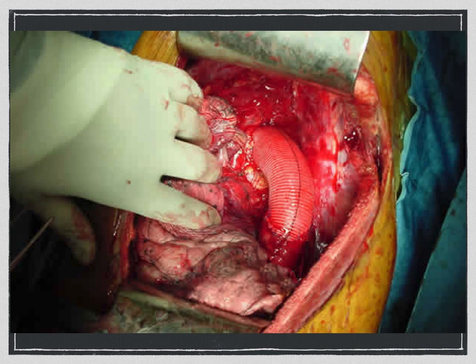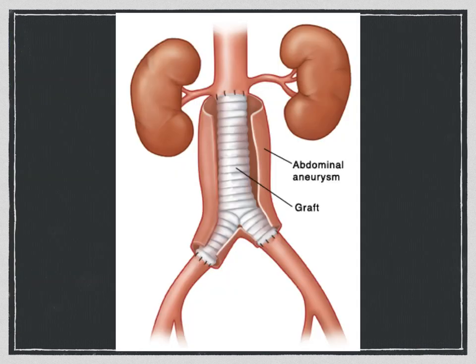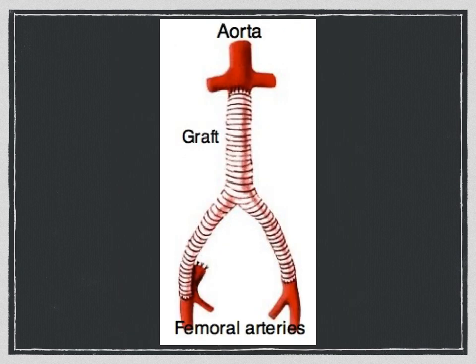This is a depiction of a tube graft that is without any other need for anastomosis other than a proximal and distal defect in the aorta. And this is an aortobiliac graft and then aortobifem.